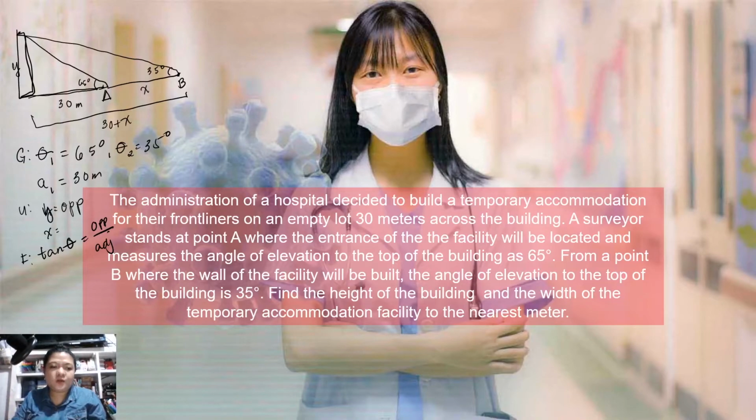So, dito muna tayo magpo-focus sa ating unang given. See, 65 degrees at 30 meters. So, alam natin, ang formula ng tangent ay opposite over adjacent. So, tangent 65 degrees ay equal sa opposite side na y over sa adjacent side na 30.